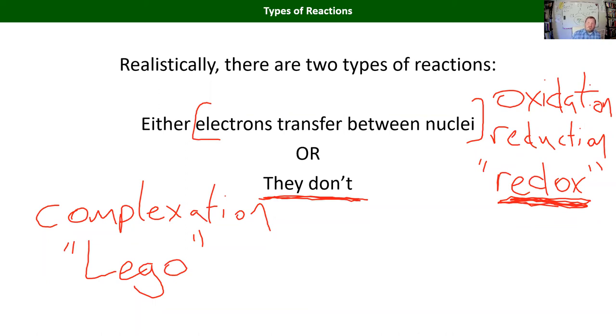Right, so redox reactions change what you actually have. You're changing the charge on something. These complexation reactions or Lego reactions, everything stays the same charge. You're just changing up the pieces the way they're combined.